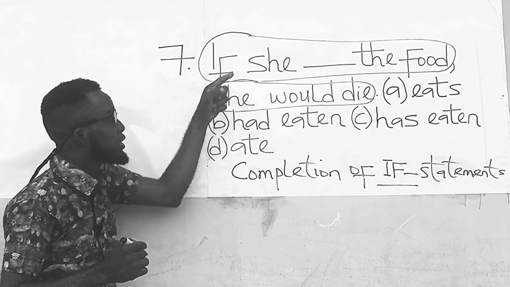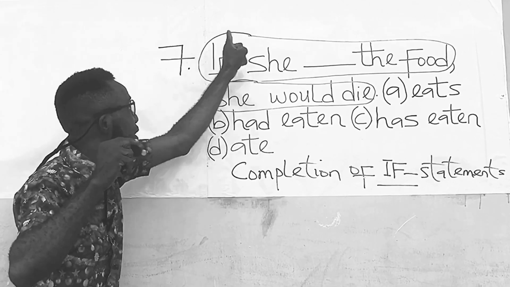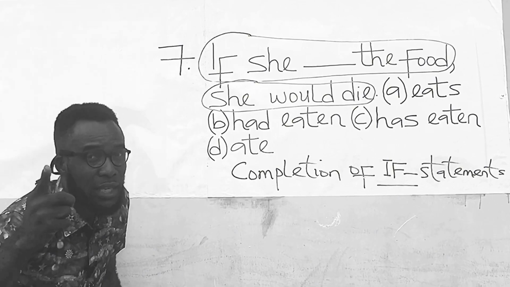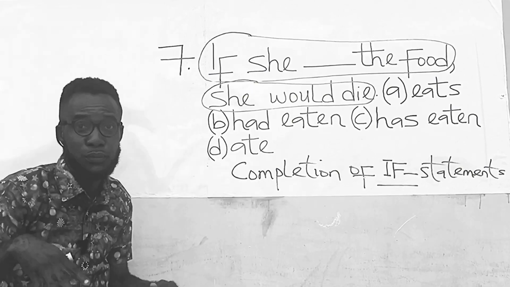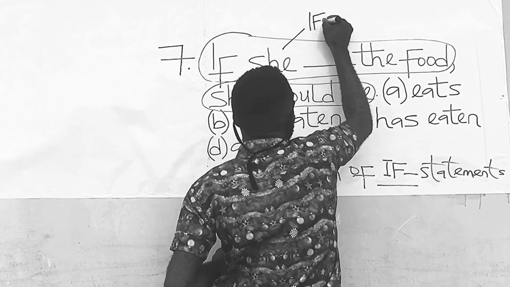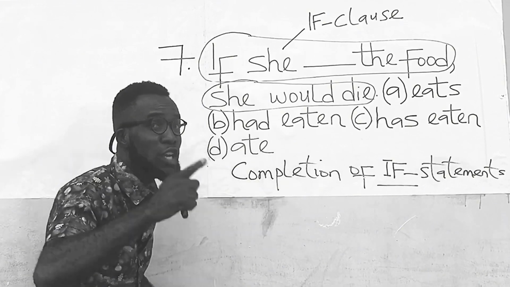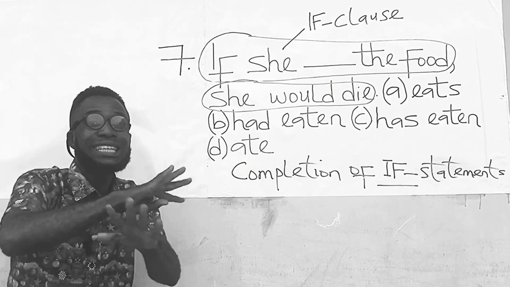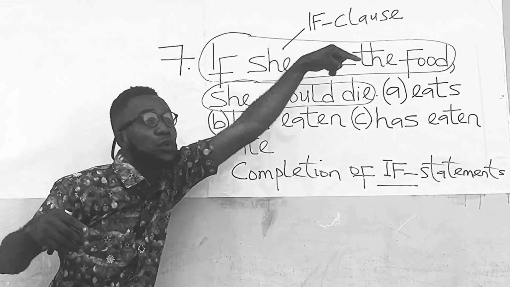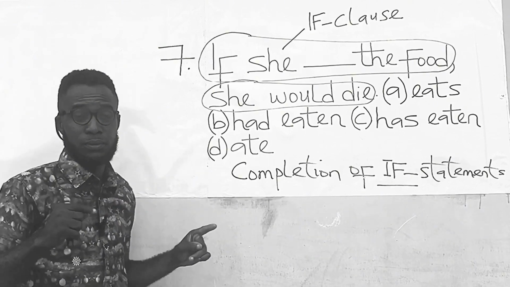If you look at the first part, you will find out that it carries the if. It contains the if. In case you don't know, the part of an if statement that carries or contains the if is what we call the if clause. The if clause is the part of an if statement that carries or contains the if. The if clause is also called the subordinate clause or the dependent clause.